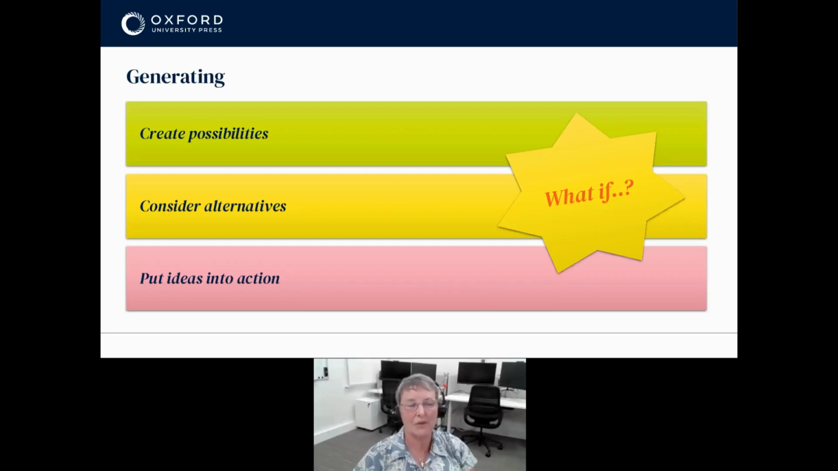Scientists have to come up with all sorts of possibilities that they then think critically about. But also you need to come up with alternative explanations to anything. And you need to be able to put your ideas and plan into action. So you need to be able to plan your experiments, for example. That involves both creativity and critical thinking. And I like to think of this, the generating, as the what ifs.